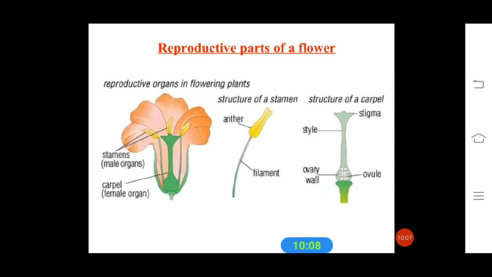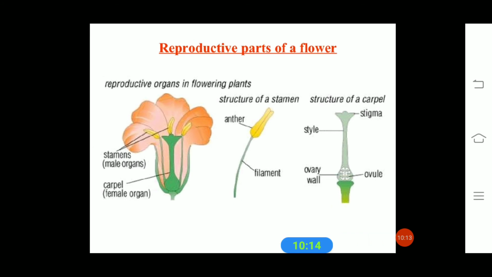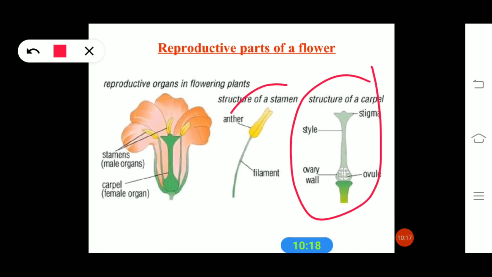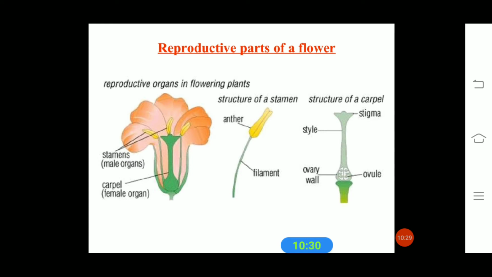So students, here is the structure of the reproductive parts of a flower. Okay, this is the pistil. This is the stamen. This is the male reproductive part, this is the female reproductive part. Okay, so these are the reproductive parts of a flower.